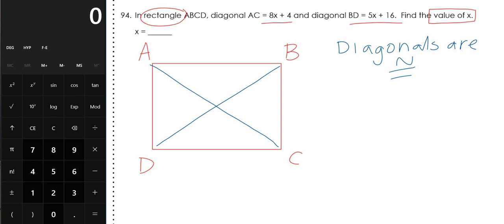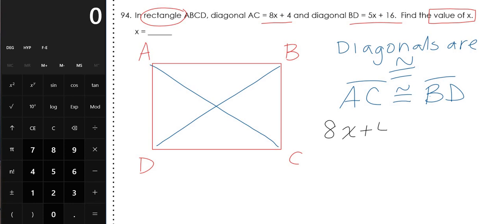Okay? So what we can do here, since we're given the measure of both diagonals, and I know they're congruent, is I'm going to set them equal to each other. So I'm going to say that AC is congruent to BD. And now I'm going to plug in their values. So AC is 8x plus 4, and that's going to be equal to the measurement of BD, which is 5x plus 16.